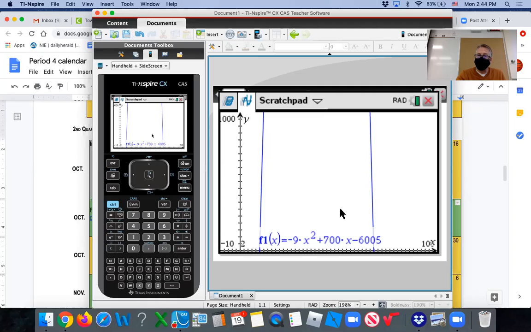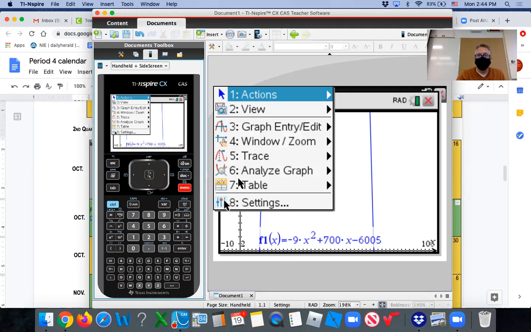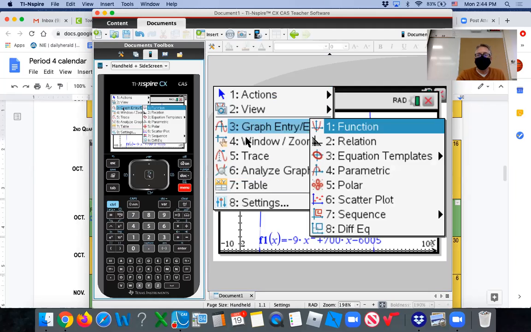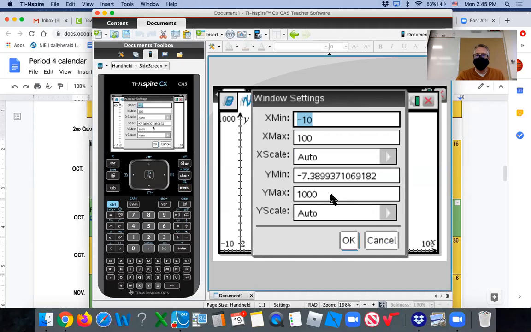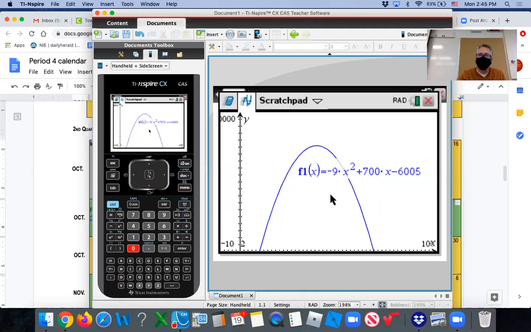All right, so we're getting there. But I still can't see the top, so I got to go back and add another 0 to the Y max. So go to menu, window, and Windows settings, put another 0. And so you can see how this can be difficult and kind of tedious to get a decent look at the graph. So that's really what today's class is mostly about, being able to use your calculator properly.